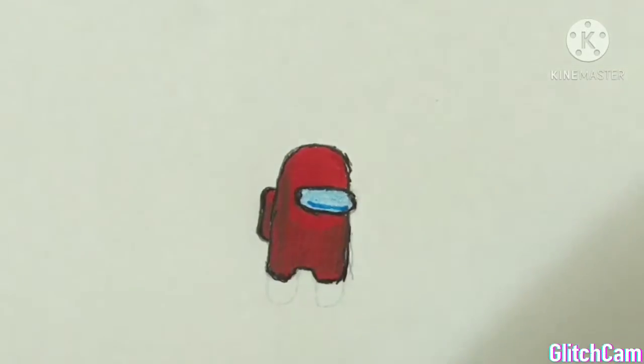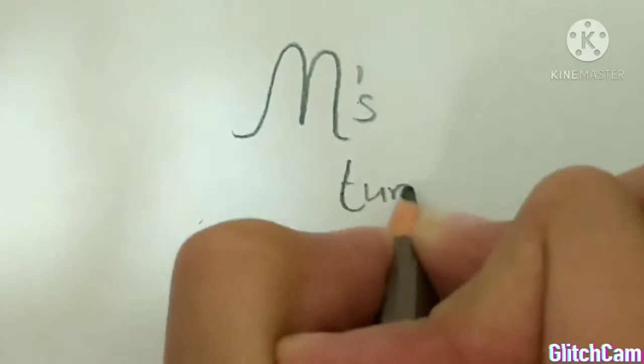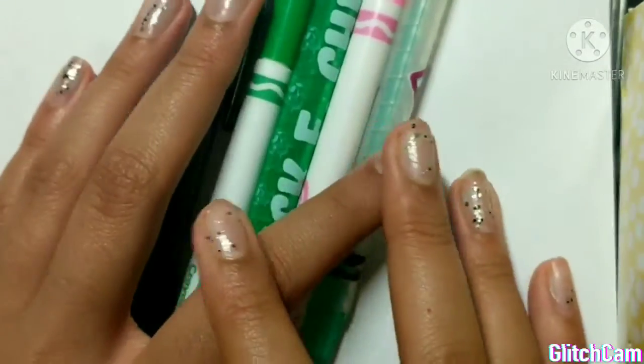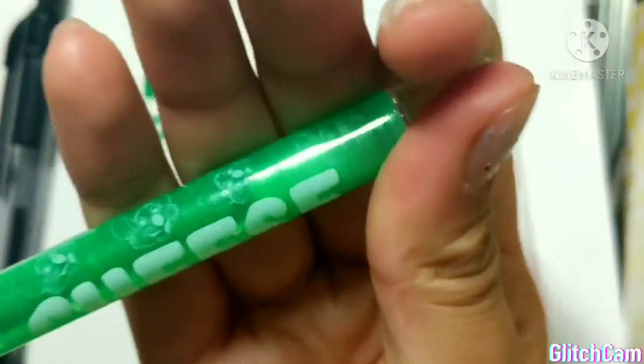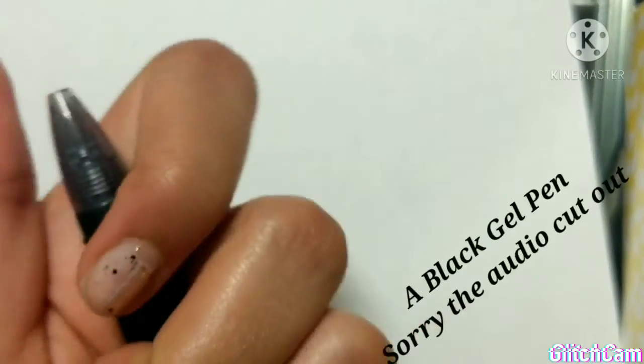Okay guys, now it's M's turn. Let's see if she can beat that. So, here are the supplies I'm gonna be using. I'm gonna be using some twistable crayon kind of things. And then I'm gonna be using these thin Crayola markers. And of course, last but not least, a pencil.